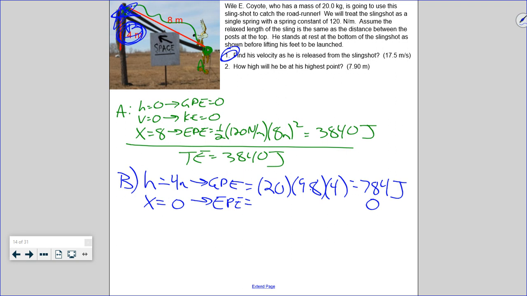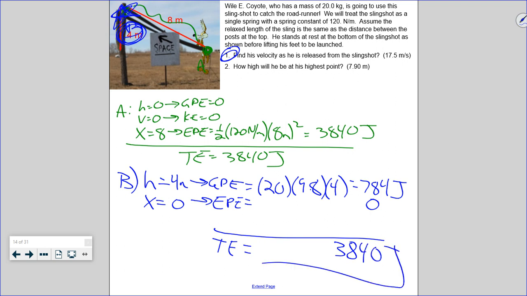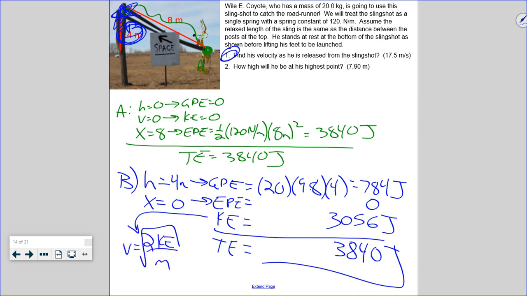And since the only forces acting on him from point A to point B are gravity and the spring, the total energy has to be the same. As a result, our kinetic energy must fill in the gap. So 784 plus what is 3,840. The kinetic energy turns out to be 3,056 joules, which you can then use to find your velocity just by using this formula. And you end up getting 17.5 meters a second. So that is the velocity there.